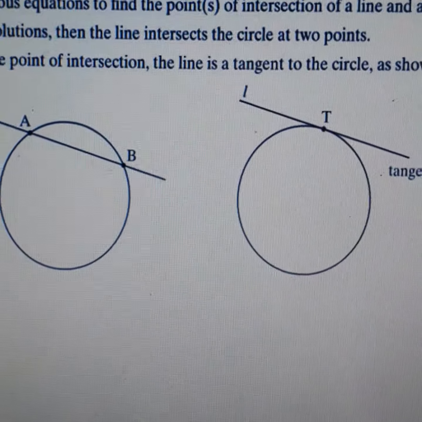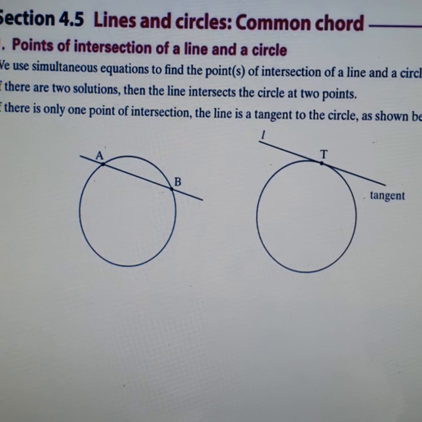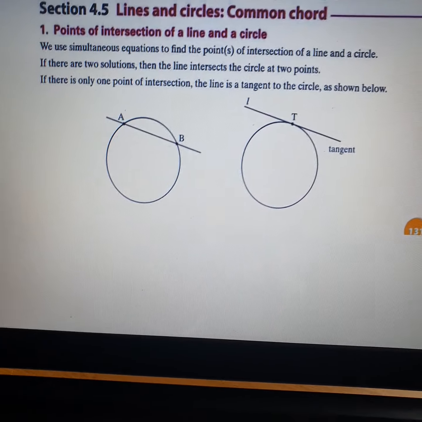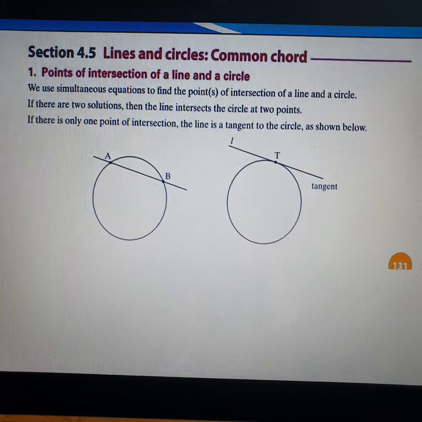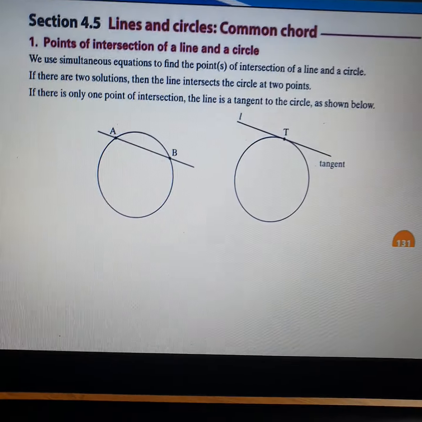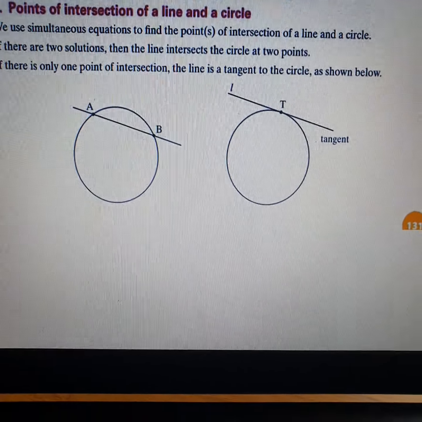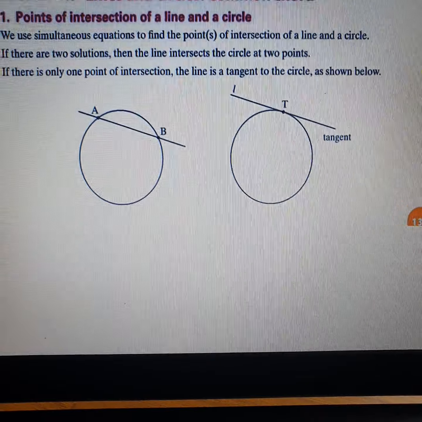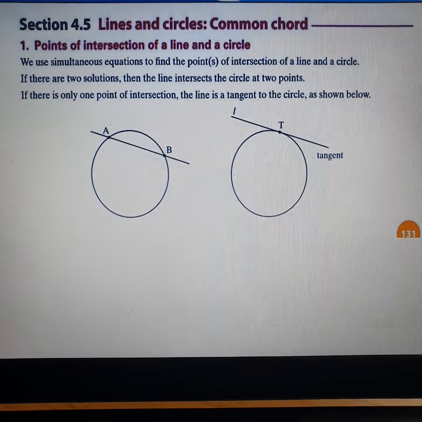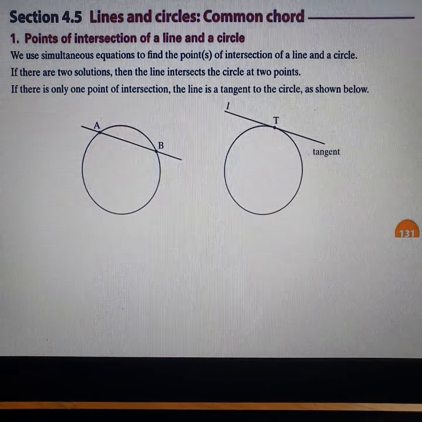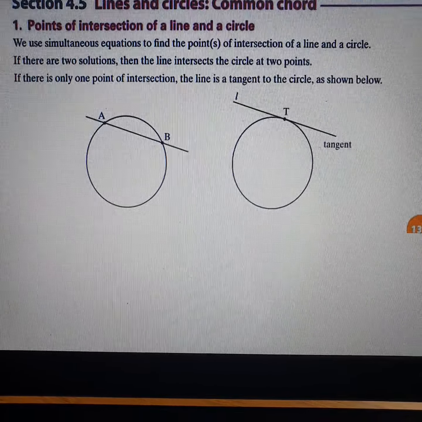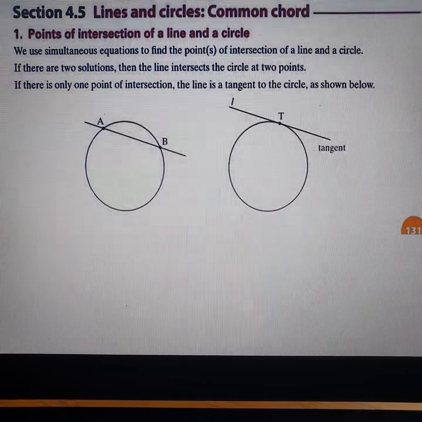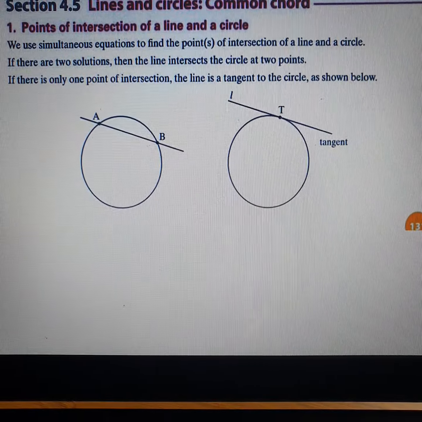Okay, I'm just going to zoom out a little bit. Lines and circles: a common chord. A common chord is basically a line that passes through the circle at 2 points. The diameter is actually an example of a chord, but in this case it's not going to be. So, points of intersection of a line and a circle: we use simultaneous equations to find them.